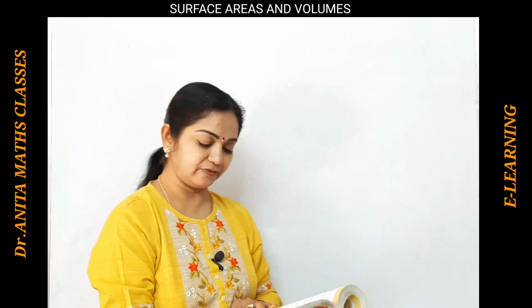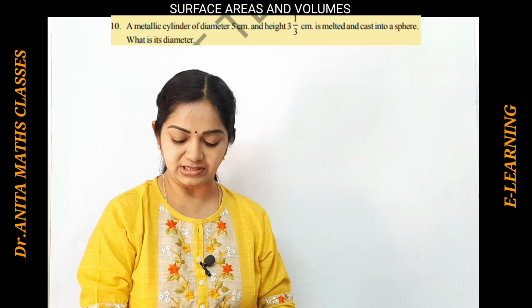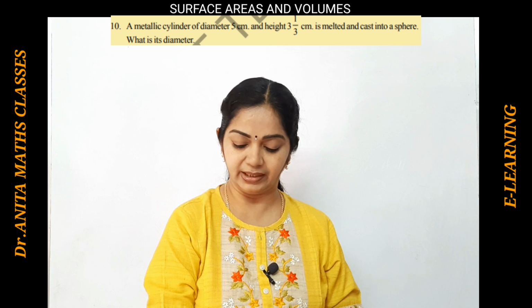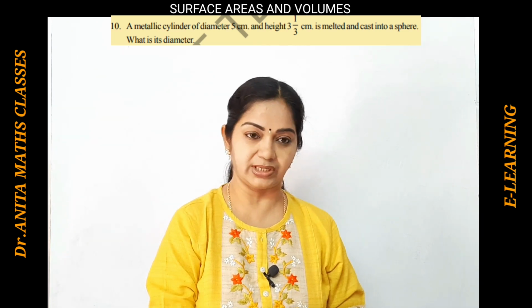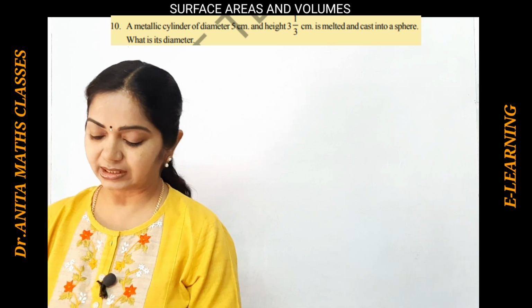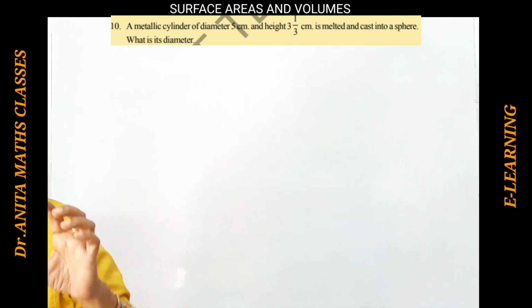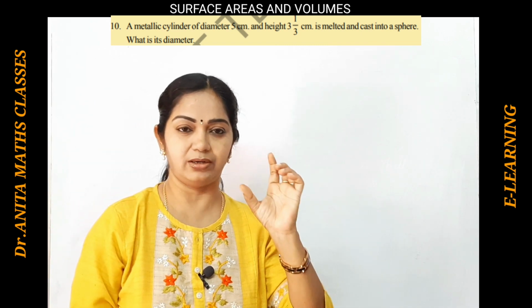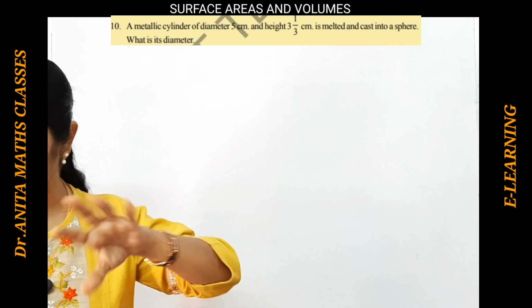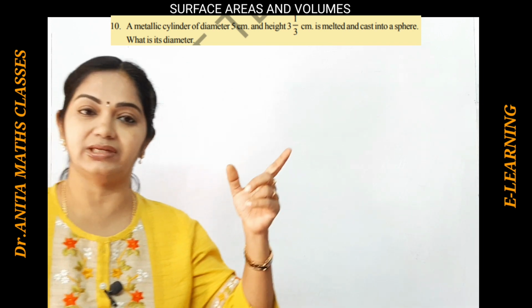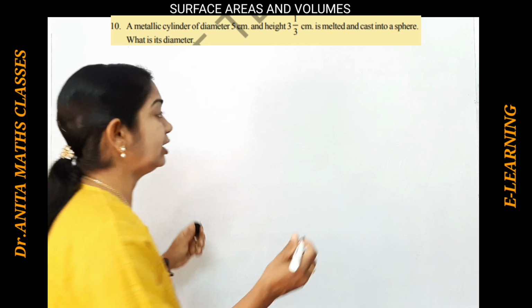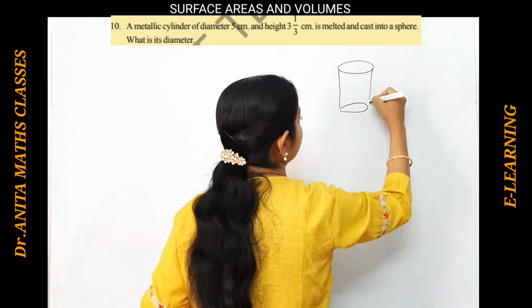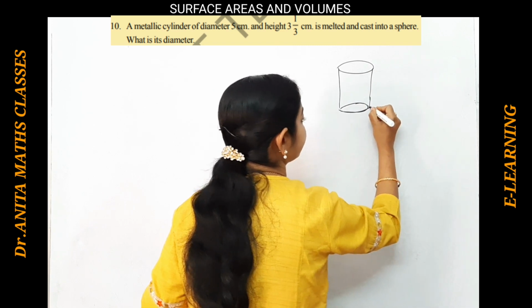The 10th problem, I'll read it out for you. A metallic cylinder of diameter 5 centimeters and a height of 1/3 centimeters is melted and cast into a sphere. What is its diameter? Now, there is a cylindrical metallic piece that is melted and cast into a sphere. Now we have to find the diameter of the sphere. When you are melting and casting into another 3D figure, there won't be any change in the volume.